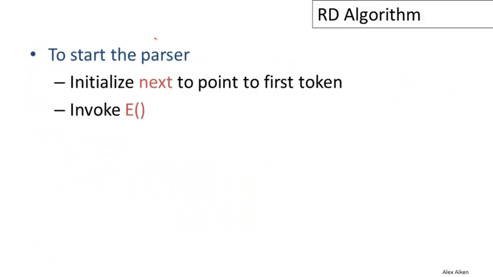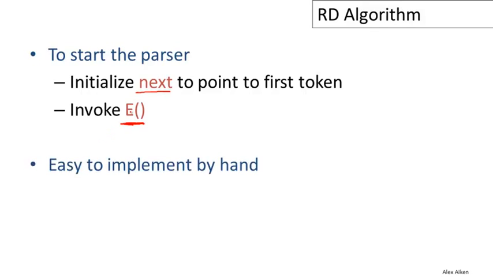To start the parser up, we have to initialize the next pointer to point to the first token in the input stream, and we have to invoke the function that matches anything derivable from the start symbol. So in this case, that's just the function E. And recursive descent parsers are really easy to implement by hand. In fact, people often do implement them by hand, just following the discipline that I showed on the previous slides.